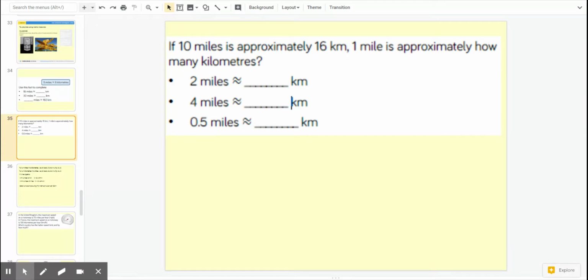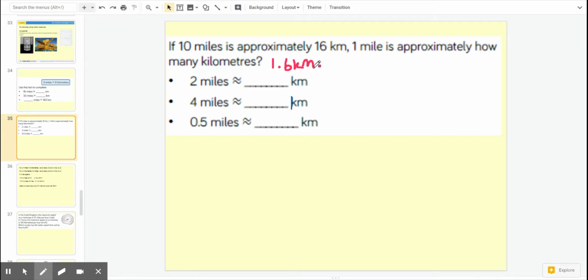So if 10 miles is approximately 16 kilometres, 1 mile is approximately how many kilometres? You can see 10 divided by 10 is 1, so we divide 16 by 10, which would be 1.6. So should we write 1.6 in there? 1.6 kilometres.